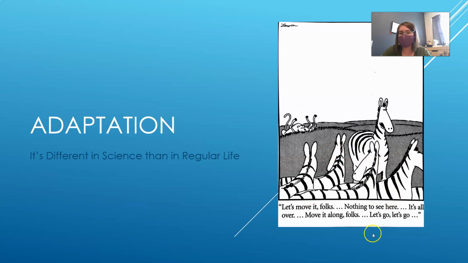Here's a little comic by one of my favorite comics called Gary Larson. And the zebras are all hanging out together except for the one that got eaten by the lion. So I just think that's funny, and we're going to talk a little bit about zebras, so I put that on there.